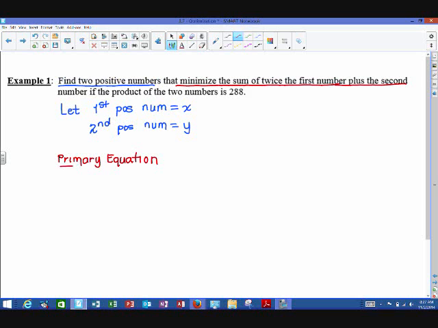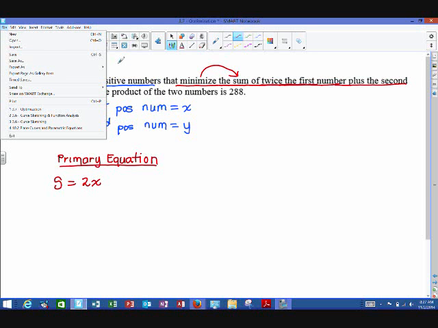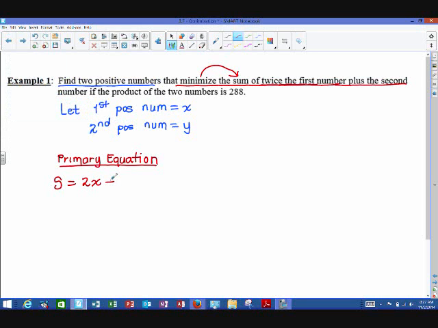Now, I would go ahead and set up a true equation with that, which means I need to make up another name for what I'm actually trying to minimize. And usually you just look for the object of that subject. We're trying to minimize the sum, so I could just use the letter S. And it says I want to take, once again, twice the first number. Well, that would be 2 times x. And then I would add the second number, or add the y. So S = 2x + y is my primary equation. That is the thing that I'm trying to minimize.